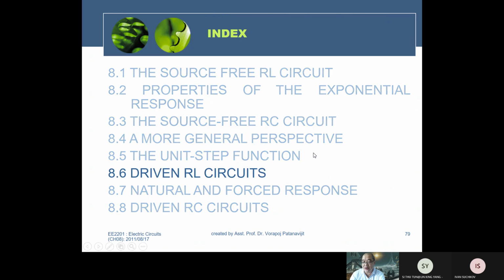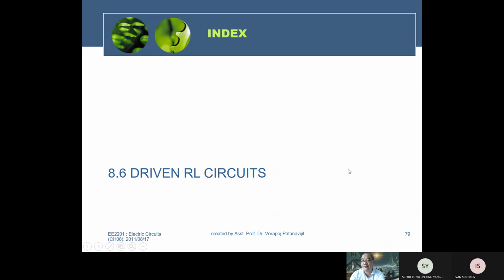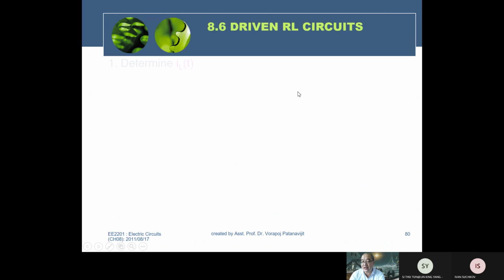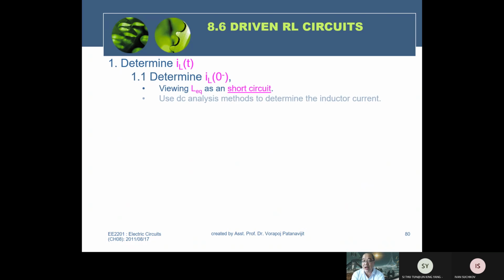Now, after you know about the unit step function and some applications of it, we start to concentrate on the driven RL circuit. The driven RL circuit is shown here. The steps to compute the driven RL circuit will be shown in these 4 steps. I will summarize from the textbook.